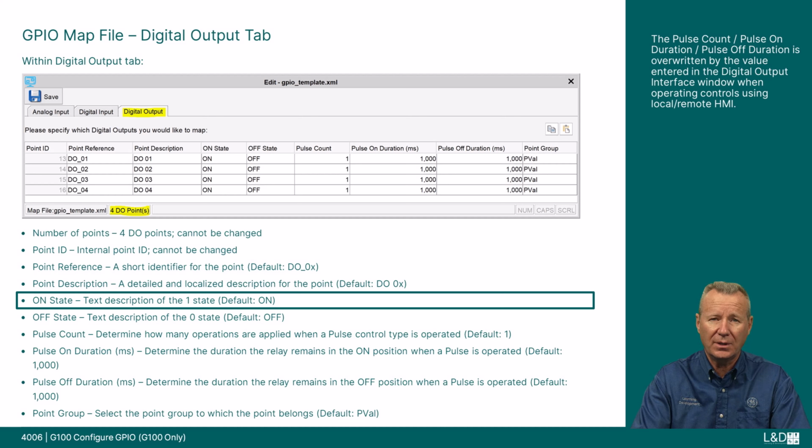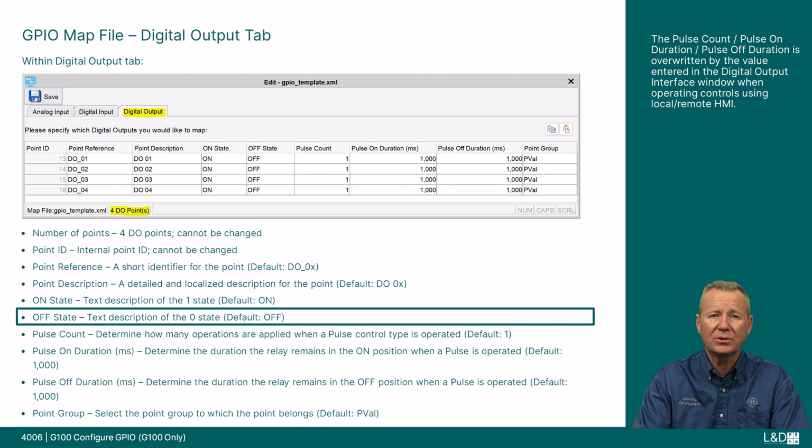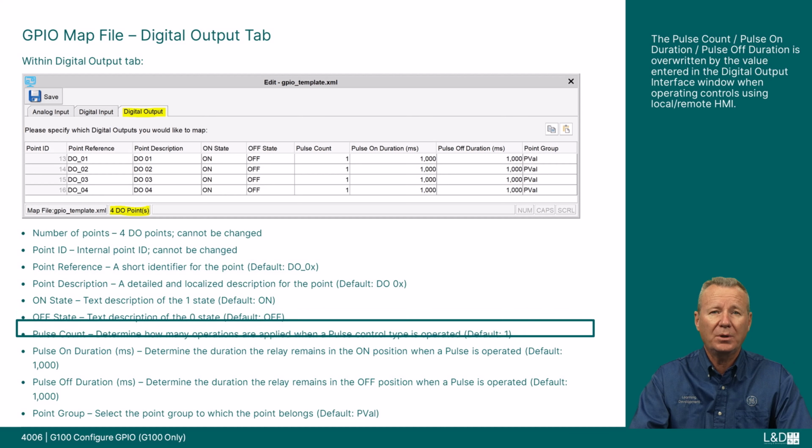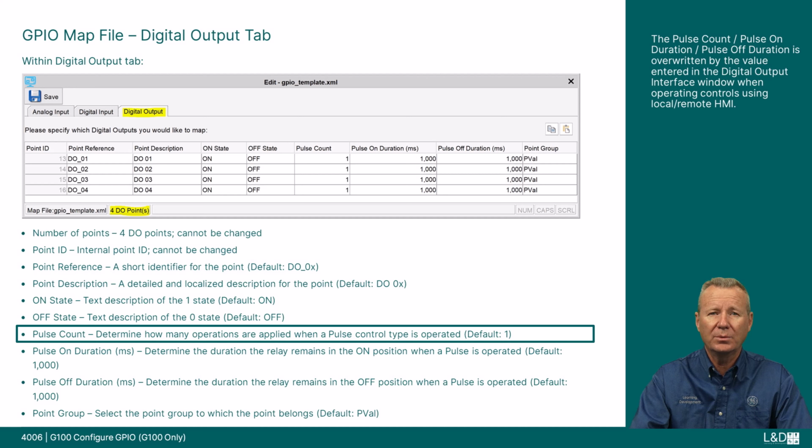The default is on. The off state is a text description of the 0 state which is displayed in the local remote HMI when the respective digital output is in the off state. The default is off. Pulse count: the amount configured determines how many operations are applied on the respective digital output when a pulse control type is operated. The range is between 1 and 100,000. The default is 1.